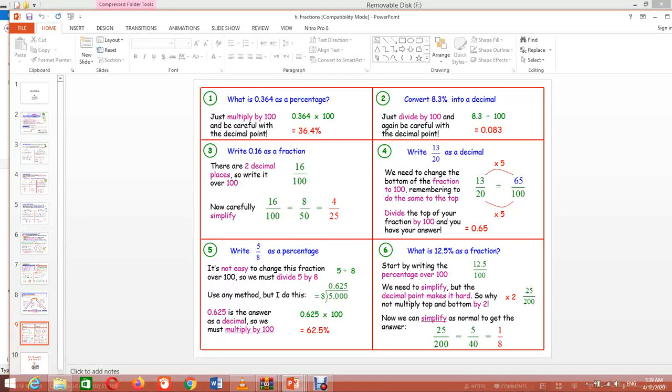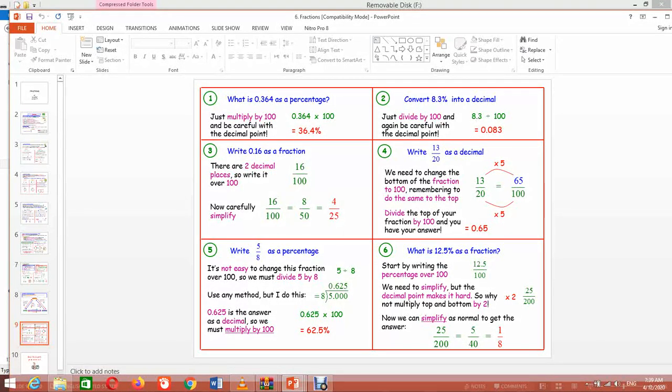We need to change the bottom of the fraction to 100, remembering to do the same to the top. So 13 over 20, we multiply the bottom by 5, giving us 100, and then we do the same to the top. We multiply 13 also by 5, giving us 65. So 13 over 20 has changed to 65 over 100. Then we divide the top of our fraction by 100, and then we have our answer. So 65 divided by 100 is equal to 0.65.